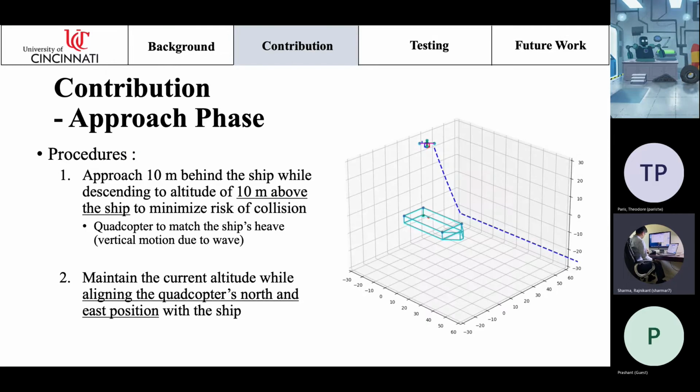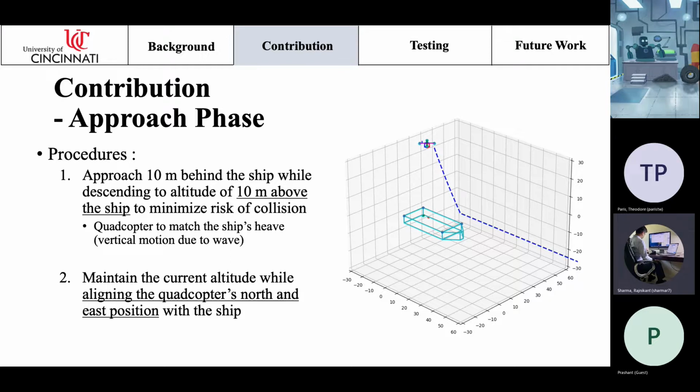So as I discussed, to explain the approach phase, a quadcopter will start from a distance, and it will start descending down to the altitude of 10 meters above the boat. Since the boat is going up and down due to the wave, it will maintain the 10 meters above the boat altitude, but also line up in X and Y plane.